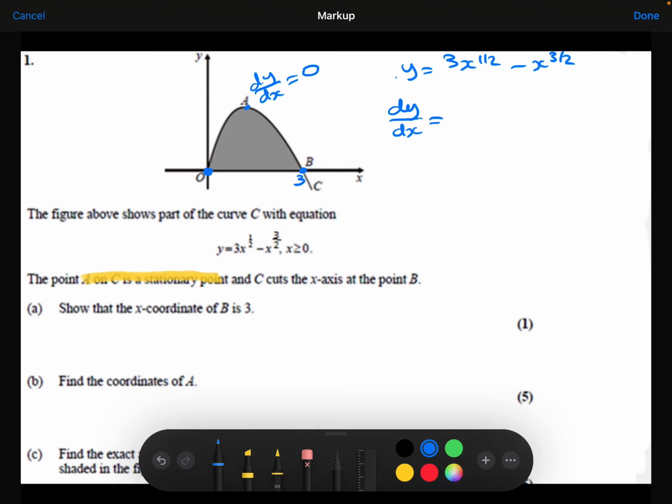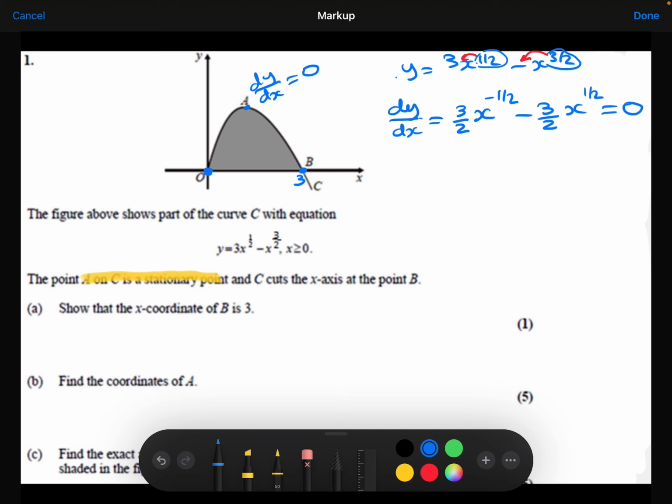so we're going to multiply by the power and then take 1 away from the power. So we will have 3 times a half, which is 3 over 2, and then the 1/2 minus 1 is minus 1/2. Then for the minus x to the power 3 over 2, we're going to multiply by the 3 over 2 and then take 1 away from the 3 over 2 power. 3 over 2 take away 1 is 1/2. So this is my gradient function, and I want to find when does this equal 0.